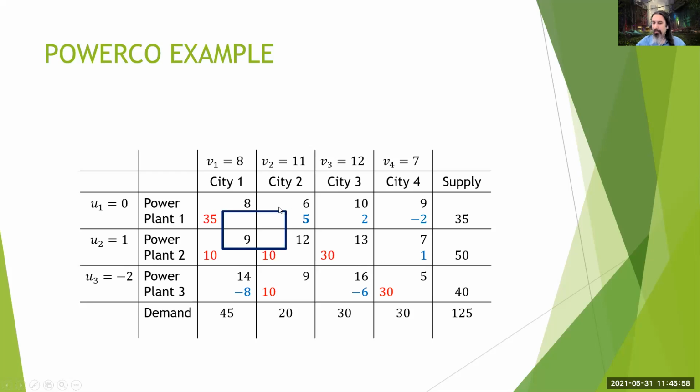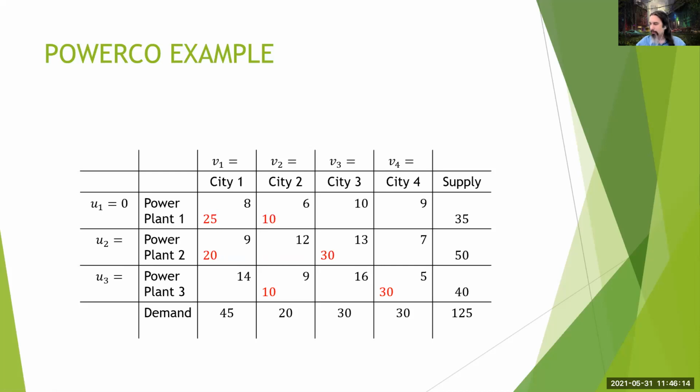So this will become a plus theta. This will become 10 minus theta, 10 plus theta, 35 minus theta. Once again, from 10 minus theta, the greatest value I can have is 10 for theta. So theta will be 10 over here, 25, 20, and this will leave the basis and become a 0. So this is the current feasible solution. Is it optimal? We don't know, we will see.